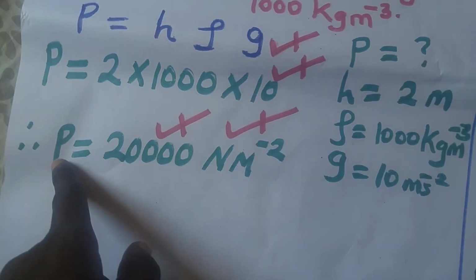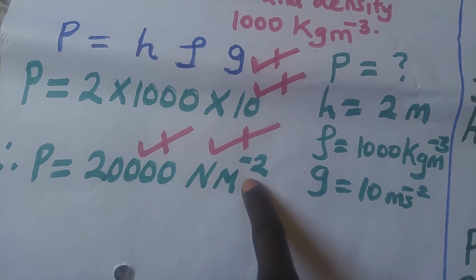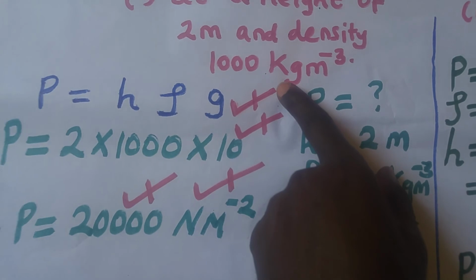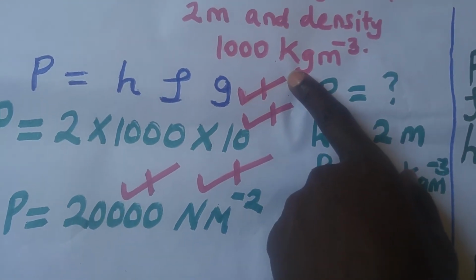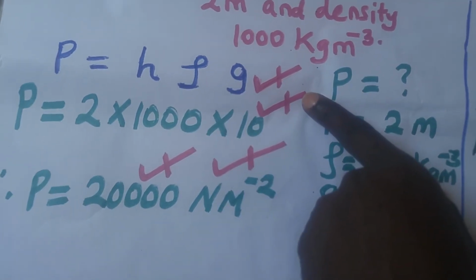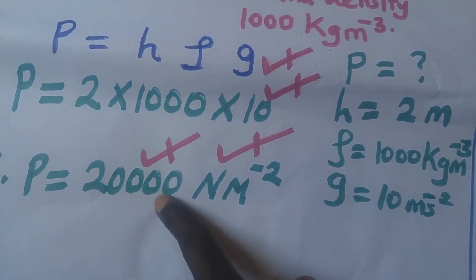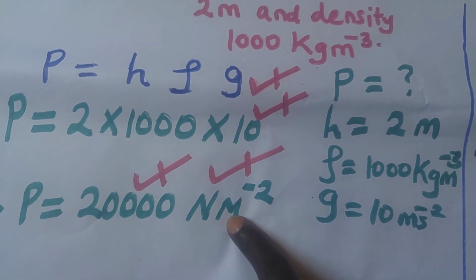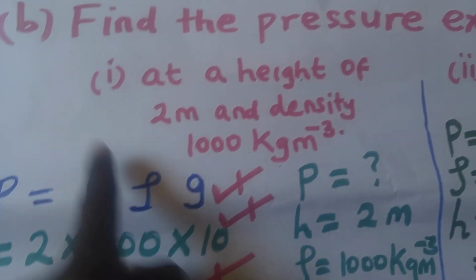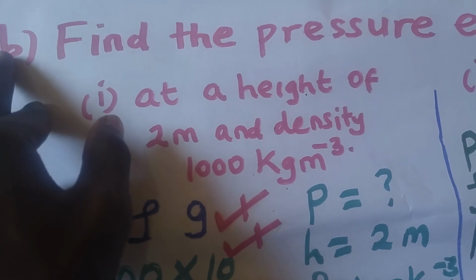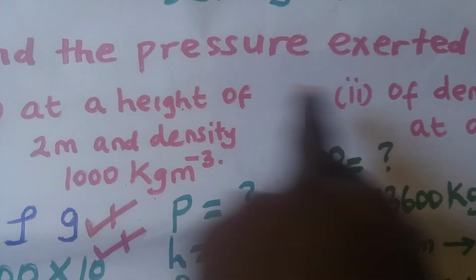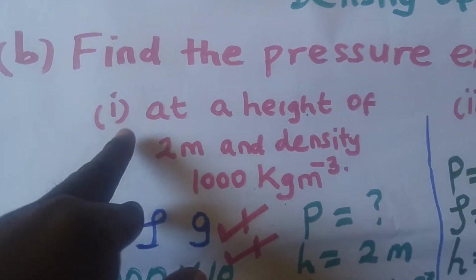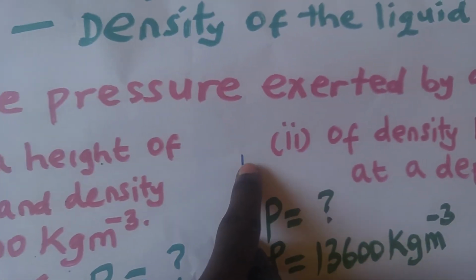The SI unit of pressure is newtons per meter squared. Now, in case there were 2 marks to be given, a half would be for the formula, another half would be for the substitution, another half would be for the correct answer, and then another half for the correct unit. So you get all your marks. This was part B, Roman 1. Now let's look at B Roman 2.